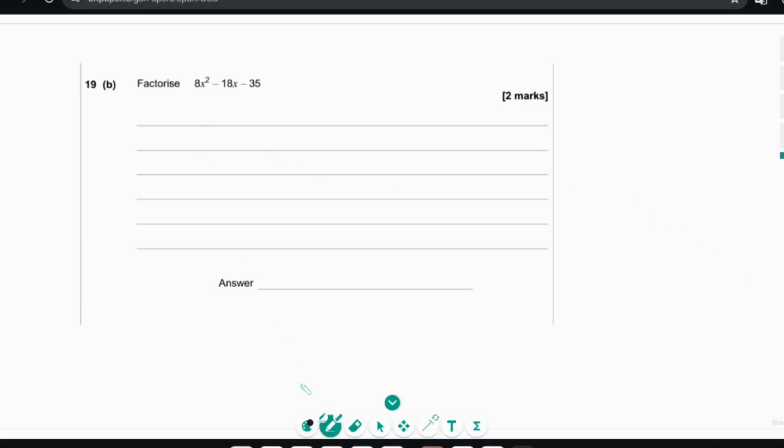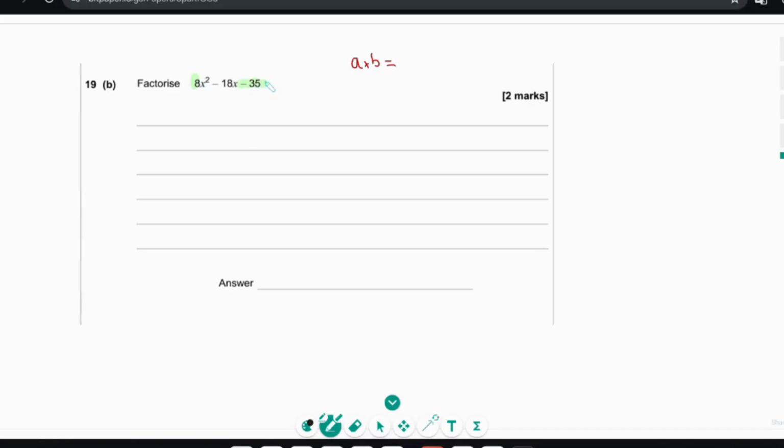Factorise. Okay, so factorise means, well, we can tell it's a double bracket, x squared and x and a number. There's a few different methods you could use. You could just work it out by trial and error. I'm going to use the splitting down the middle method. You could use, or you could use the quadratic formula. No, you couldn't, because quadratic formula is for solving. This is asking specifically to factorise.